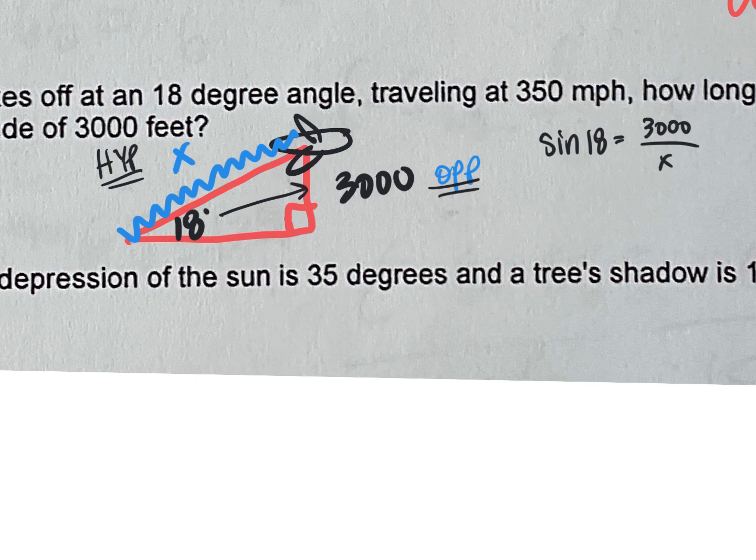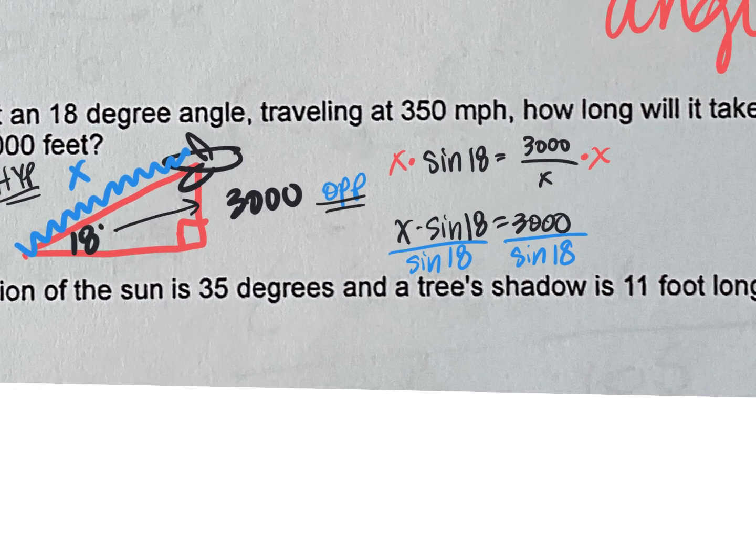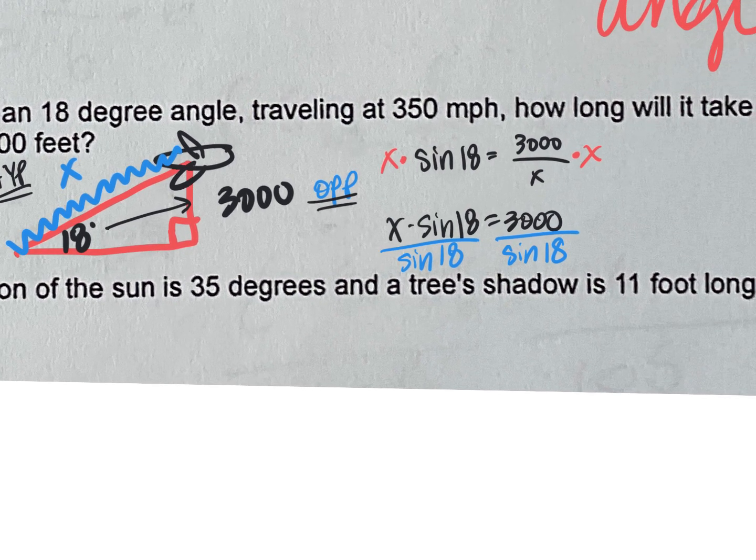Marcus is here, ready to go. How do we solve for X then, y'all? Multiply by X, I dig it. And we've got X times the sine of 18. And then wouldn't you divide by the sine of 18? What are we going to type in our calculator? 3,000 divided by the sine of 18. 3,000 divided by sine 18.